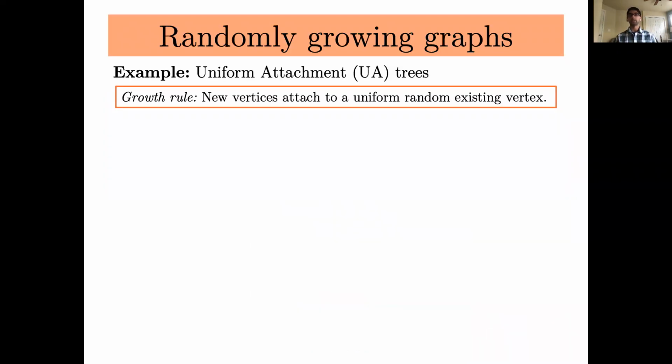So the purpose of randomly growing graphs is to model the way networks form over time. To help gain some intuition about them, I'll illustrate how to construct a uniform attachment tree, which is the simplest model of a randomly growing graph.